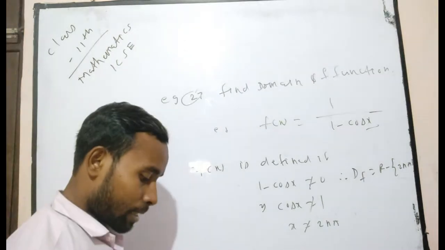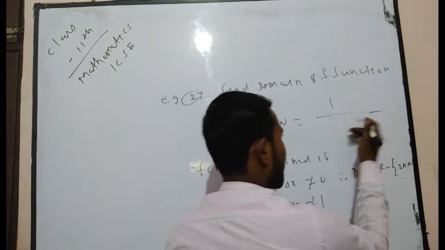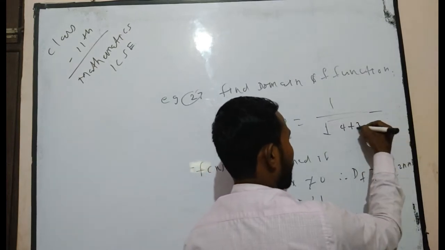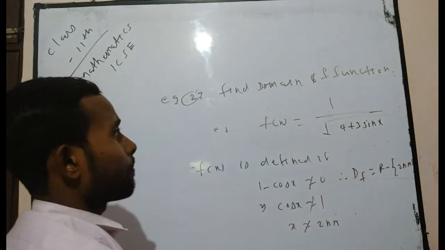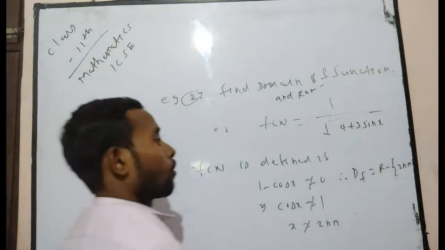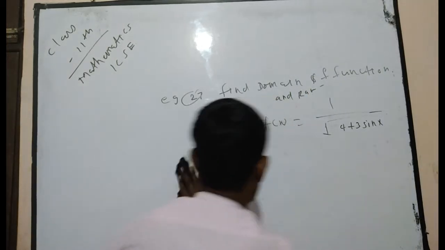Now I take next example. Find the similar problem, but function is changed. Find the domain of this function, 4 plus 3 sin x. You have to find the domain and range both of this function. How can you find domain and range of this function?